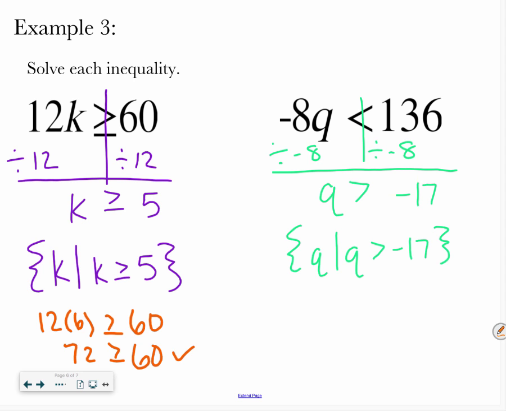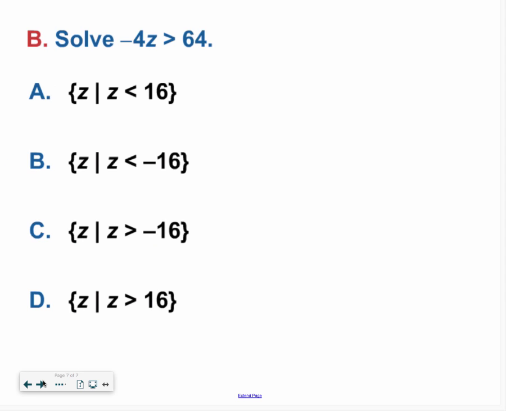So now if I choose a number that's greater than negative 17, I could choose 0 is greater than negative 17, so I have negative 8 times 0. So that would be 0 is less than 136. That's true. So I know that my answer has to be correct. Alright, go ahead and try solving this last one on your own and see how you do. Alright, hopefully you said our final answer was z is less than negative 16.